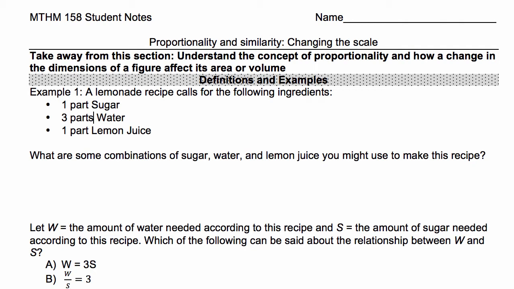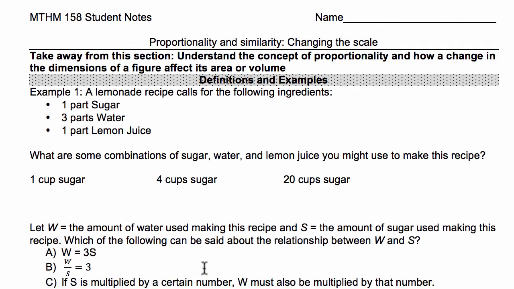Example 1. A lemonade recipe calls for the following ingredients: 1 part sugar, 3 parts water, and 1 part lemon juice. What are some combinations of sugar, water, and lemon juice you might use to make this recipe? Since the recipe is not specific about how much sugar or water or lemon juice we use, we can begin this recipe using any amount of sugar.